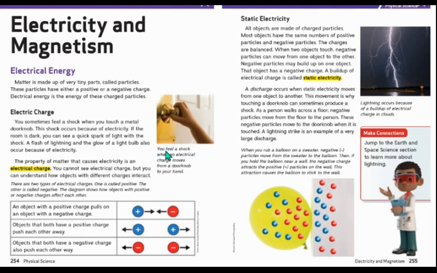Caption: You feel a shock when electrical charge moves from a doorknob to your hand. Caption: Lightning occurs because of a buildup of electrical charge in clouds.